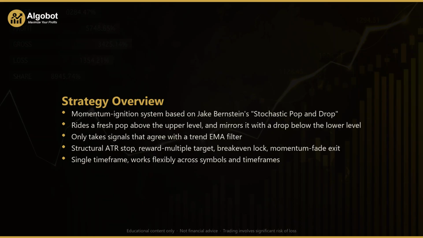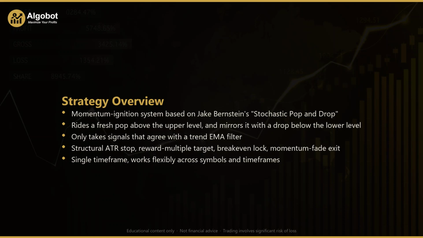When the fast stochastic line decisively pops above the upper level, that isn't necessarily exhaustion. It can be the signature of a fresh wave of directional demand, and price frequently keeps running in that direction. So this strategy does something contrarian to the contrarians. Instead of fading the high reading, it rides the pop. And it mirrors that logic on the downside, selling when the oscillator drops beneath the lower level.